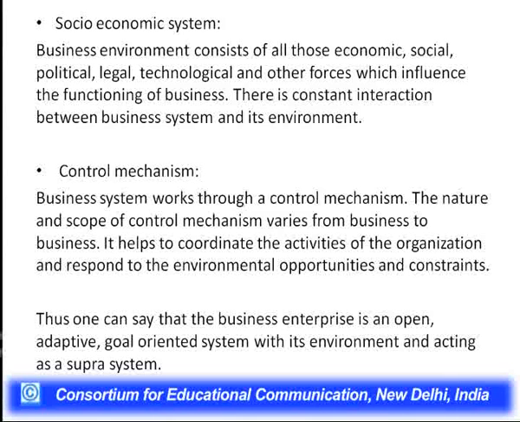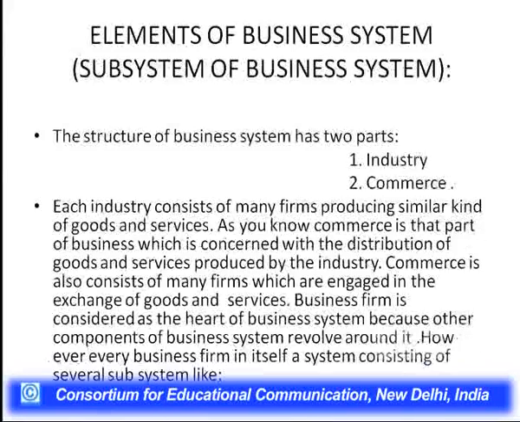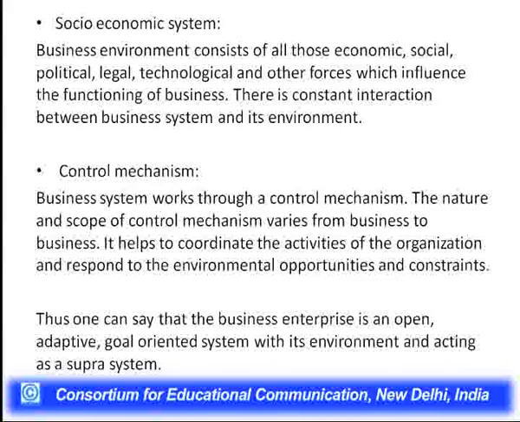Business system works through a control mechanism. The nature and scope of control mechanism varies from business to business. It helps to coordinate the activities of the organization and respond to the environmental opportunities and constraints. Thus, one can say that the business enterprise is an open, adaptive, goal-oriented system with its environment acting as a suprasystem.